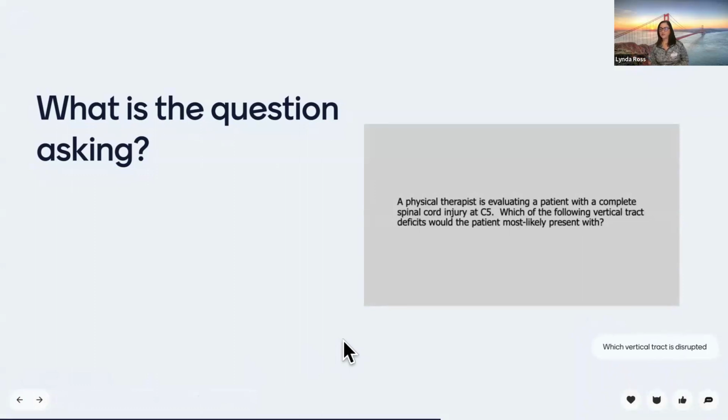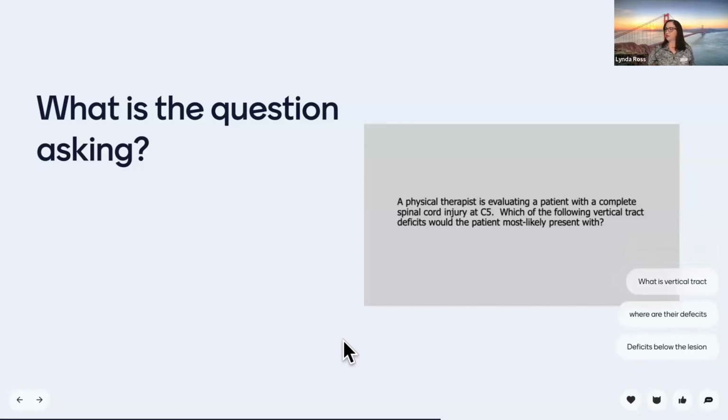Which vertical tract is disrupted? What are the deficits due to? What happens with the cervical SCI? What is the vertical tract? That's right. And where are the deficits? Okay, great.